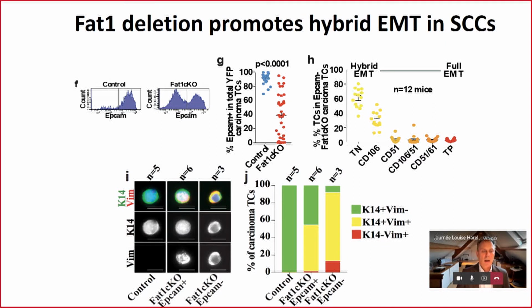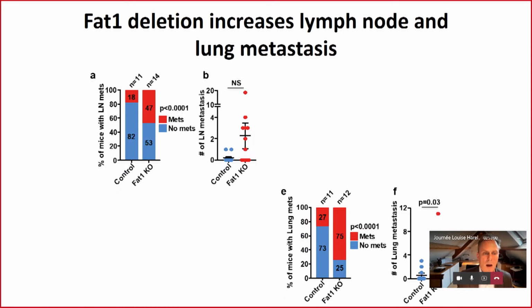So similarly to what I showed you with the genetic tumor, when we checked EpCAM expression, there was a bimodal expression of EpCAM in these tumor cells, with a lot of them blocked in this early EMT population, the triple negative of the CD106, and when we cytospun them, the EpCAM negative populations were all hybrid EMT cells with the co-expression of K14 and vimentin. Next slide. And in those tumors, this hybrid EMT population was associated with spontaneous lymph node and lung metastasis at a much higher frequency than in the control mice. Next slide.